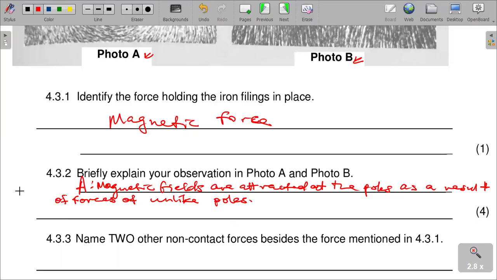As a result of strong forces of unlike poles. That is what is happening in A. Strong forces of unlike poles are causing the what? The magnetic forces or the magnetic field to be attracted at the poles, as you can see.